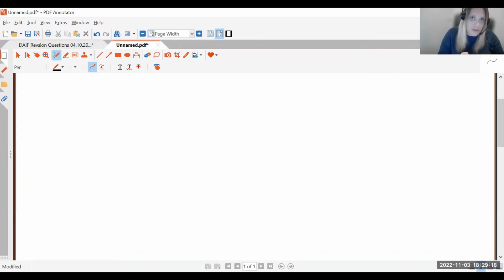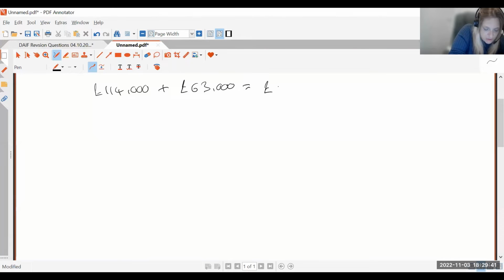So the first thing we need to do is find our total value of inventory for both companies. So we have our 114,000 plus 63,000, which gives us 177,000 total. Okay. We need to do an adjustment for the unrealized profit, okay? Because there's still goods in inventory.